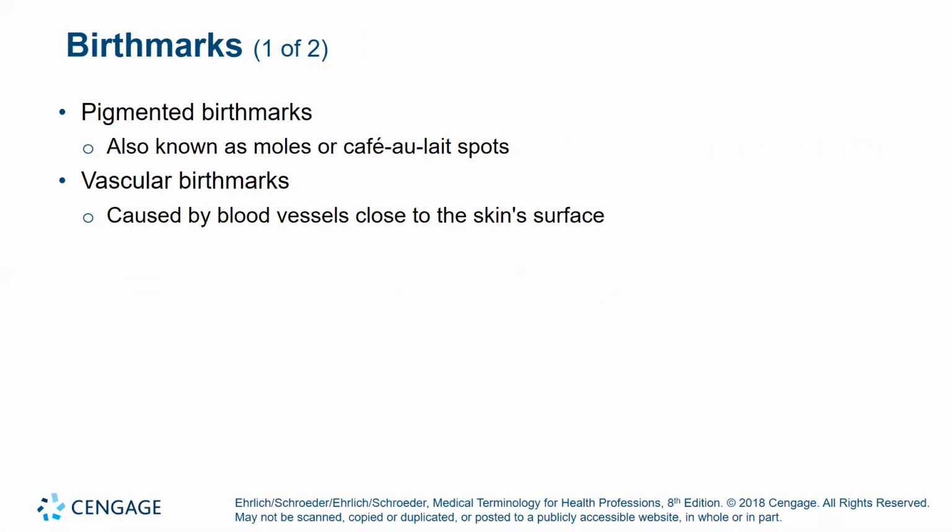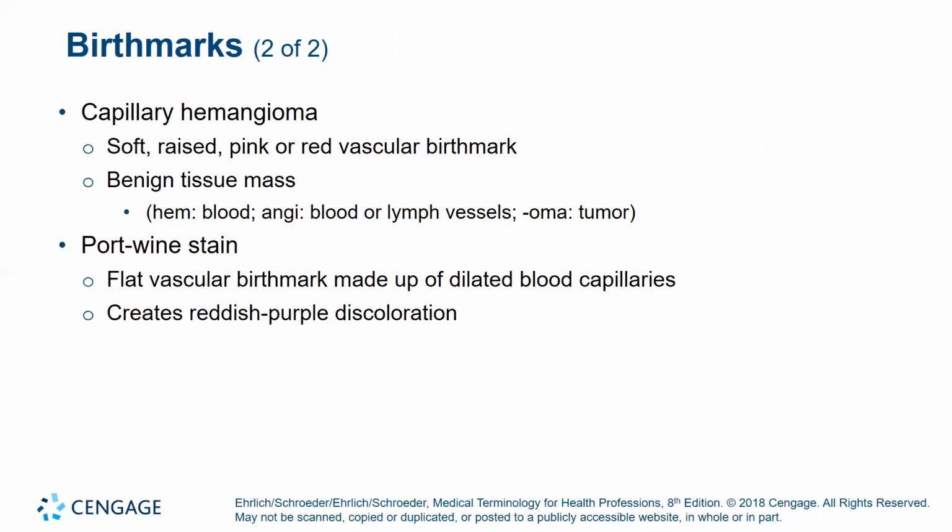Birthmarks. We have a pigmented birthmark. This is also known as a mole. We have vascular birthmark. These are caused by blood vessels close to the skin surface. We have capillary hemangioma. This is a soft raised pink or red vascular birthmark. It's a benign tissue mass. Hem is blood. Angi is blood or lymph vessels, and then oma is your tumor. Then we have a port wine stain birthmark. This is a flat vascular birthmark made up of dilated blood capillaries. It does create a reddish purple discoloration.